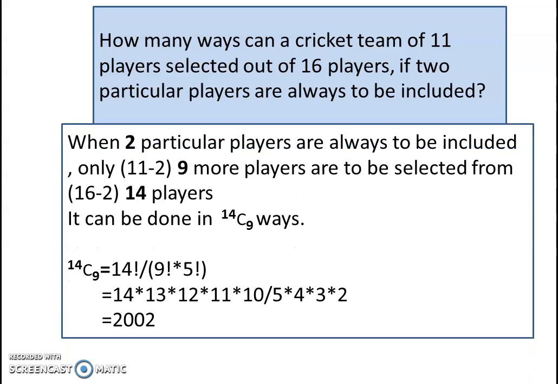So we can solve this by calculating 14C9. 14 factorial divided by 9 factorial into 5 factorial, because 14 minus 9 is 5 factorial. After calculating this value, the answer is 2002. It means 2002 ways are there to form a cricket team of 11 players selected out of 16 players.